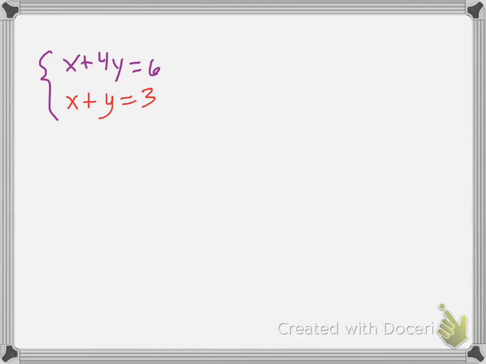Which is going to be easier to solve for x, the purple or the red? And it doesn't matter. I'm going to go with the red. So I'm going to rewrite the red one as y equals negative x plus 3. I skipped some steps there, but you know, you're halfway through algebra class, you should be able to figure that out, that I moved the x over.